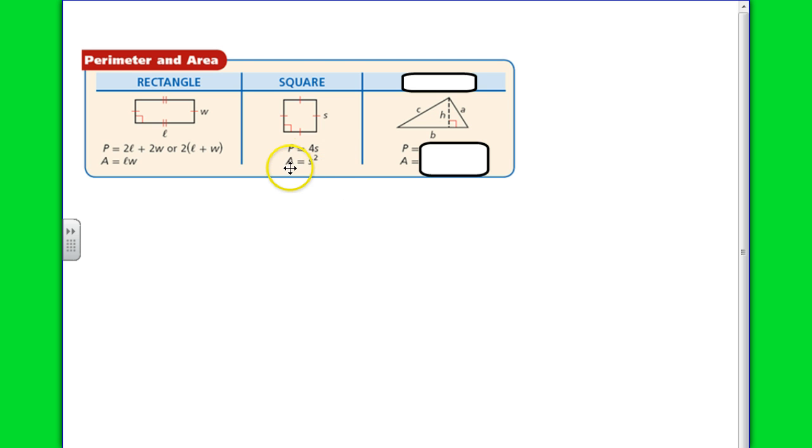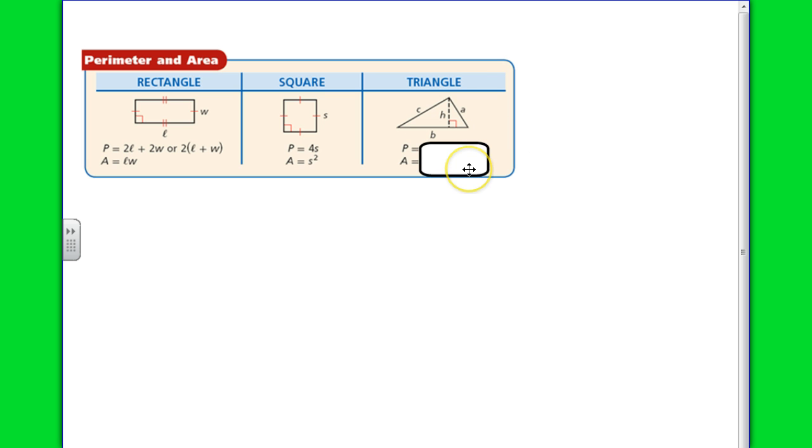S squared, which is the same as length times width. It's just that the length and width are the same, right? As compared to a rectangle where the length and width may not be the same. Is a square a rectangle? Yes. Yes, it is. But not all rectangles are squares. Okay, and the final figure here is a triangle. Okay, so using the letters that they've given us for the sides here, Sophia.